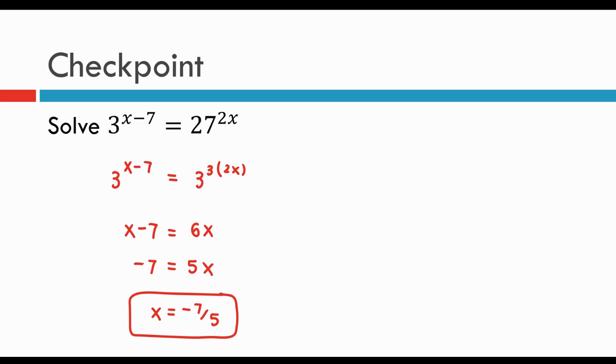Okay, hopefully you noticed that the bases were different, but I can very easily change 27 into a base of 3. It'd be 3 to the third power, but then that 3 to the third power is still being raised to the 2x power. So a power to a power, I had to multiply. So x minus 7 equals 6x. And then notice that I had to divide both sides by 5. It didn't turn out to be the prettiest number, so I just left it as that reduced fraction, negative 7/5.